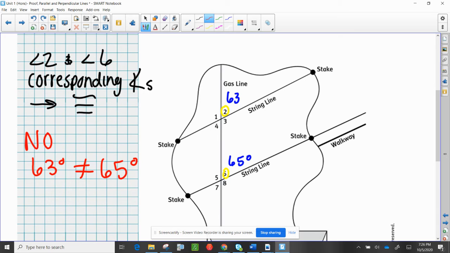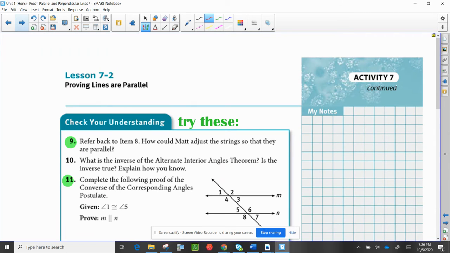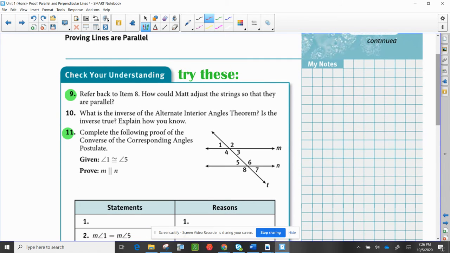I believe a question on the next page, number 9, asks how could Matt adjust the strings so that his lines are parallel? So think about that for a second. How could Matt adjust the strings and make his lines parallel? Well, he could just adjust to make them both 65 degrees, or both 63 degrees. So they could adjust them so that they are congruent after all.